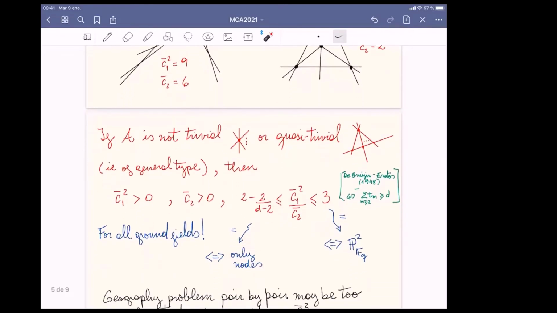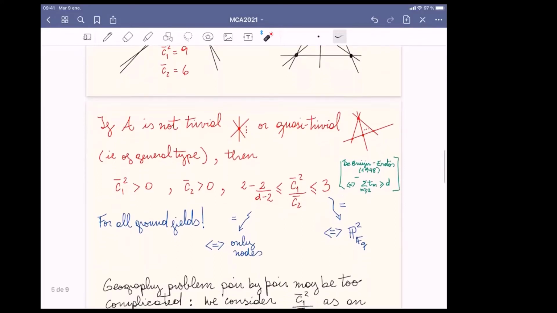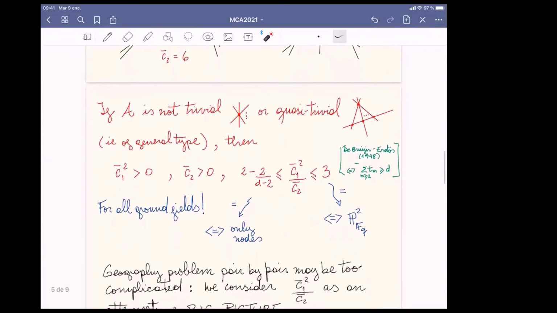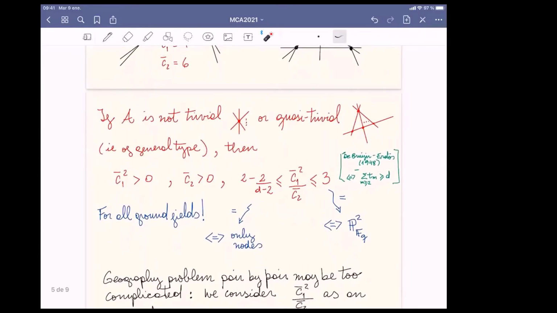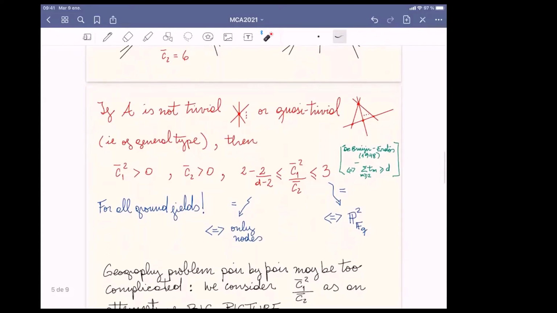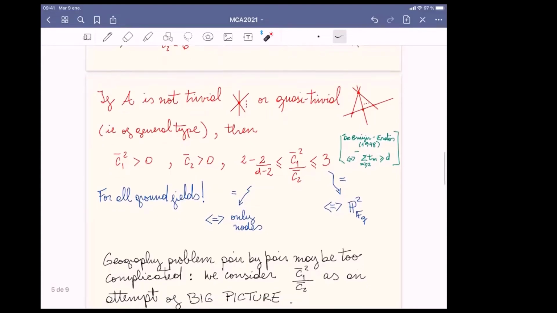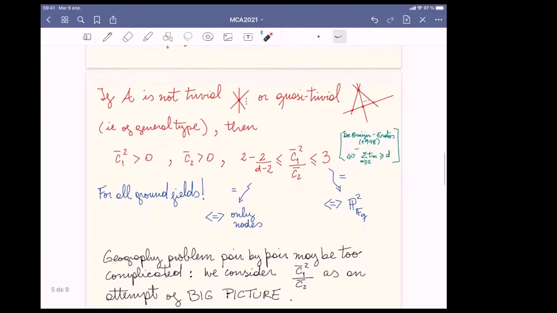So the geography problem there is, if I give you a pair of numbers, as I said, do we have an arrangement where those are the Chern numbers? Now that is very complicated, even for lines, and for surfaces it's even worse. But we consider instead exploration of the Chern slope, like the ratio of these two numbers, to try to have a sort of initial big picture of what is going on with line arrangements.